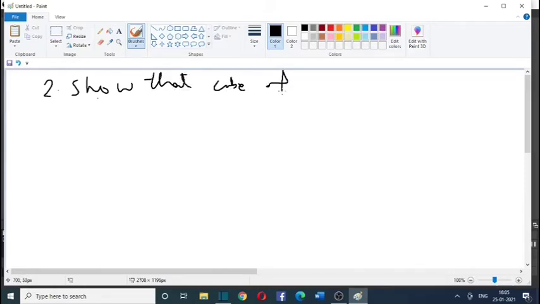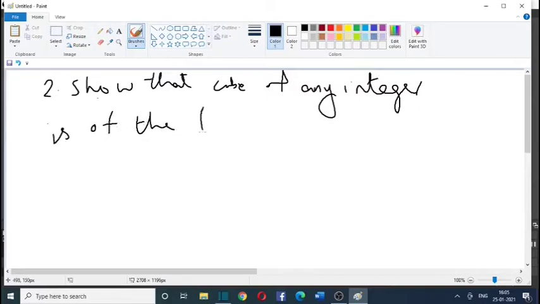Second problem is, show that the cube of any integer is of the form 7k or 7k plus or minus 1.